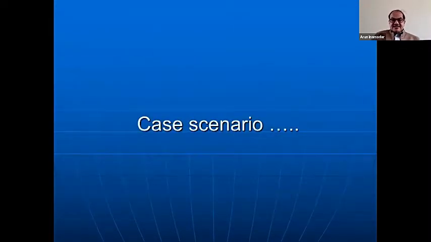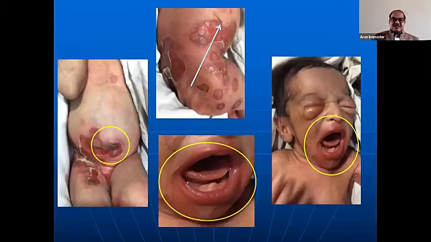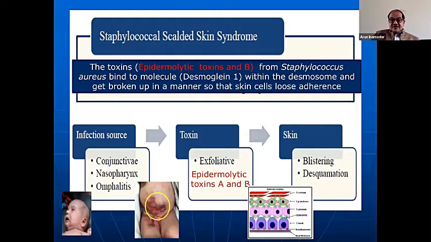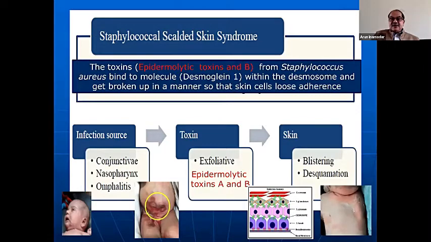Then come to another case scenario. All of you know this type of case, which you often see. There are lesions over the umbilical area, then multiple eroded lesions with rolled border and erythema around the mouth also. Of course, this is a very classical case of staphylococcal scalded skin syndrome. We all know that the toxins are responsible for this, and the toxin is exfoliative toxin and you get the blistering and desquamation.